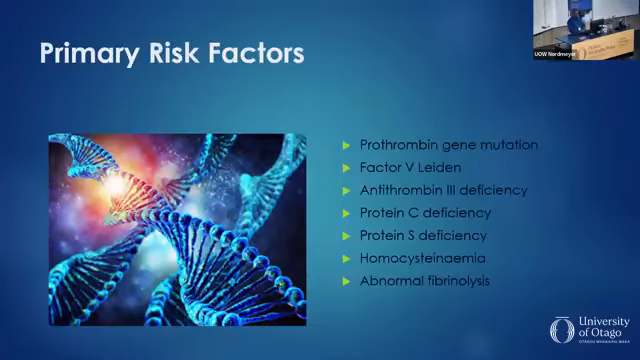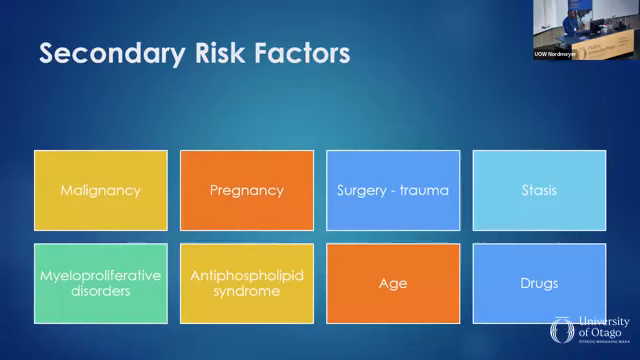Some risk factors that have been identified: prothrombin gene mutations, factor V Leiden, antithrombin 3 deficiency, and all of those things listed. Secondary risk factors include malignancies, pregnancy, surgery, stasis.